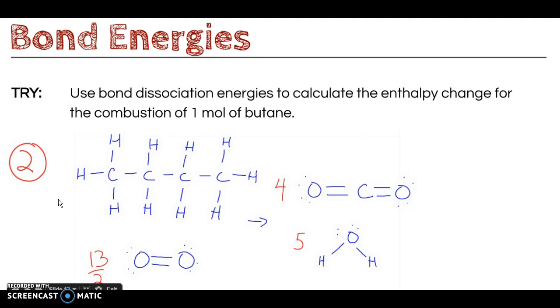However, in the case of oxygen, I only have 1 oxygen-oxygen double bond within that molecule, but I also have 13½ moles of oxygen molecules. So I need to take that into account when I'm adding up all of the types of bonds that are present in this situation. Okay, on my product side, I can also see that each carbon dioxide molecule has 2 carbon-oxygen double bonds. However, there are 4 CO2 molecules that are present.